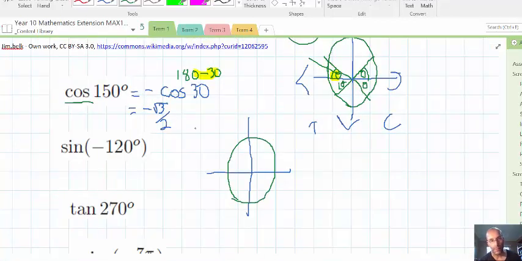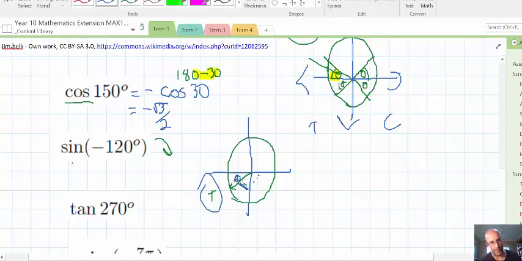Okay. Next up we have negative 120 as the angle, and it's sine of negative 120. Remember, negative angles go clockwise. So we're going around clockwise, and the radius arm goes past 90 and into quadrant 3, because we've swung around 90 and then another 30. What would the acute angle be here? If that's 30, this would have to be 60, so the acute angle is 60.